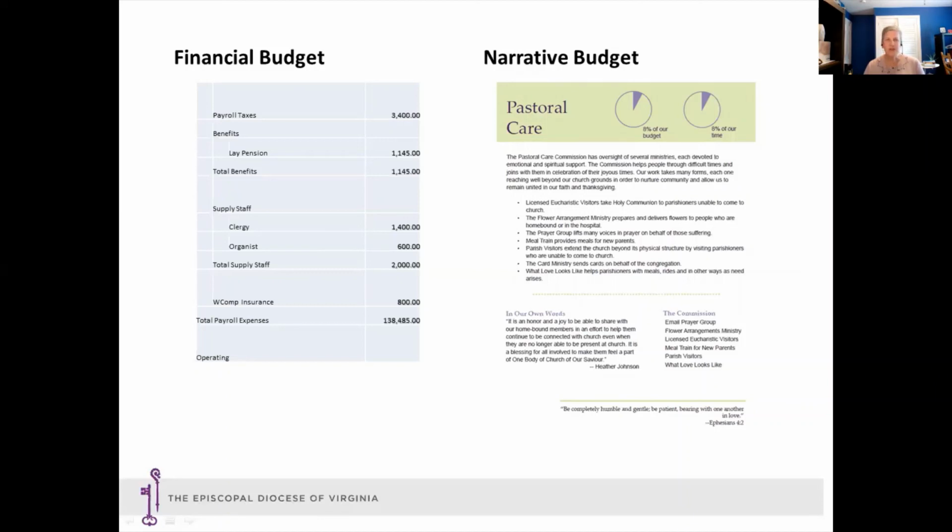This isn't the whole picture because the church is a people organization, and a spreadsheet does not make apparent what people do for the work of the Lord. That is the reason we create a narrative budget, so that we can tell the stories of the ministries of our church, of the difference we make in the community, of how we change people's lives.